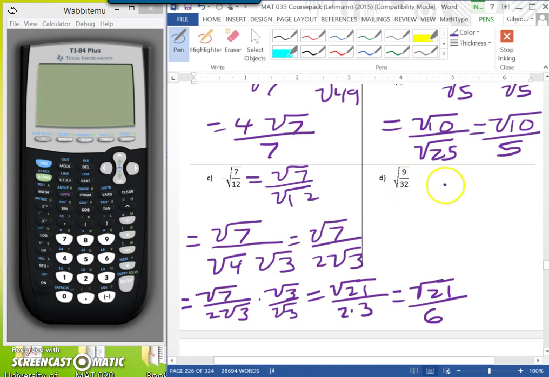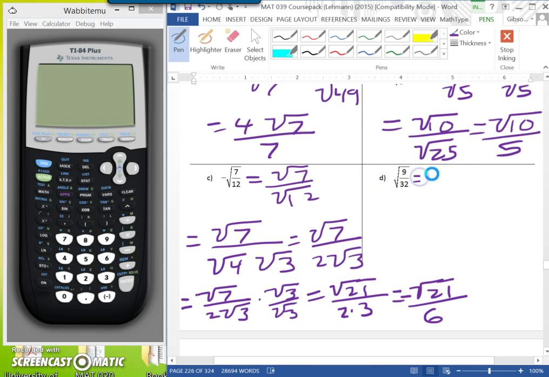Now we come here to D. Now 9 and 32, they have nothing. This is supposed to be negative. Remember, we have to bring that negative sign down. So it'll be the negative square root of 21 over 6. Got to correct that.